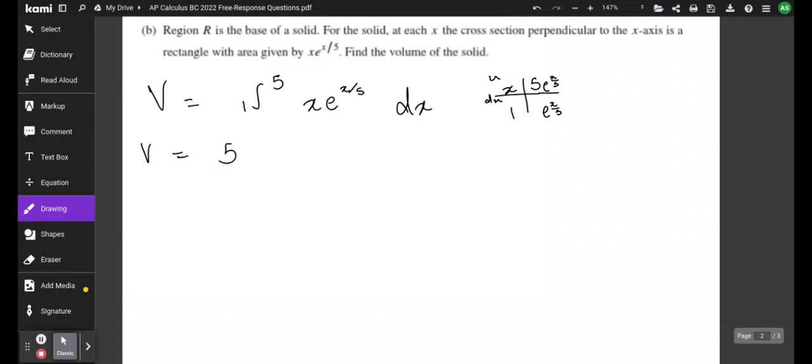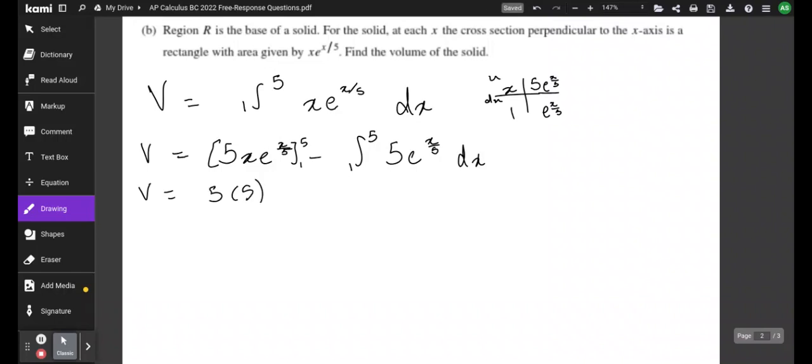So volume equals 5x e to the x over 5 minus the integral of v du. So 5e to the x over 5 times 1. So it's the integral of 5e to the x over 5 dx, from 1 to 5. And all we have to do here is evaluate this from 1 to 5 as well. So volume is equal to 5 times 5 e to the 1 minus 5 e to the 1/5 minus 25 e to the x over 5 from 1 to 5.